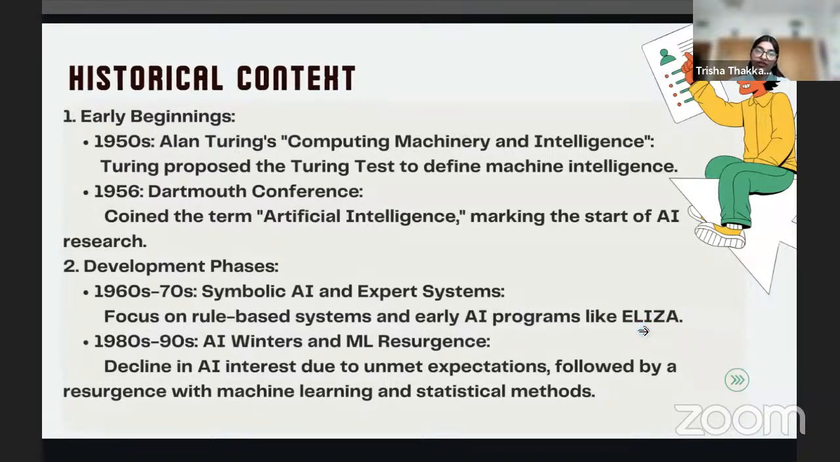So, what is the historical context of AI? In 1950, Alan Turing proposed the Turing test, which defined machine intelligence. Later, in 1956, the term artificial intelligence was coined at the Dartmouth Conference, and this conference marked the start of AI. Now the development phases of AI: in the 1960s to 70s, the focus was on rule-based systems, and there were early AI programs such as ELIZA. Later, in the 1980s and 1990s, there was a decline in AI interest due to unmet expectations, but soon this was followed by a resurgence where machine learning and AI bloomed.